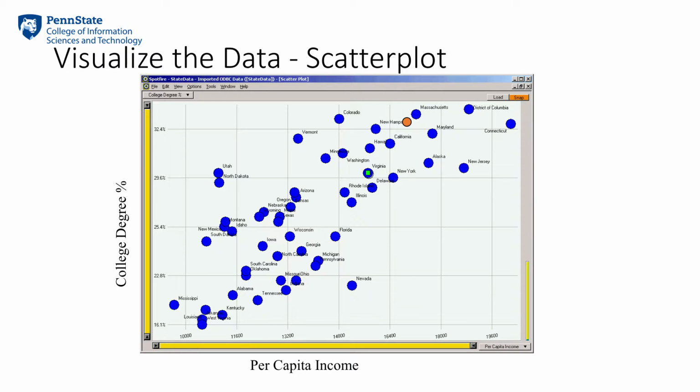Here we have shown the data in scatter plot form, where the horizontal axis shows the per capita income and the vertical axis shows the percentage of college degrees per state. To answer the first question, which state has the highest income? From the scatter plot, we can easily find that Connecticut is the top among the states in terms of per capita income.